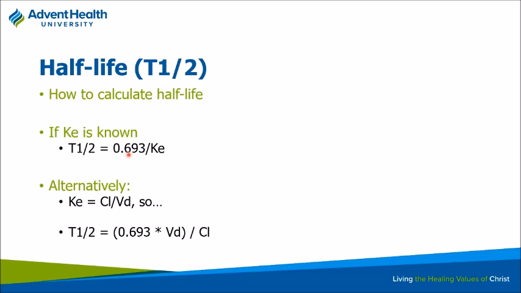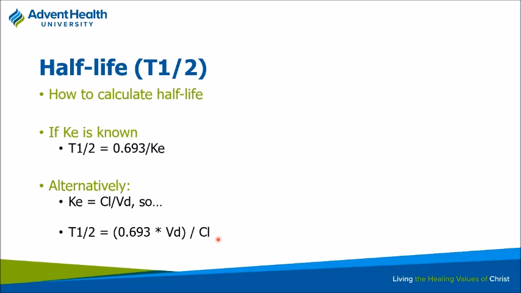I want you to know how the variables will have an effect on the outcomes. Normally, if we know what the KE is, we can just take 0.693 divided by that. Alternatively, let's sub in what other variables make up KE. Because KE equals clearance over volume of distribution, half-life equals 0.693 times volume of distribution divided by clearance.